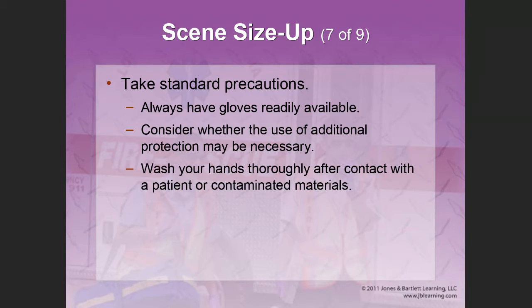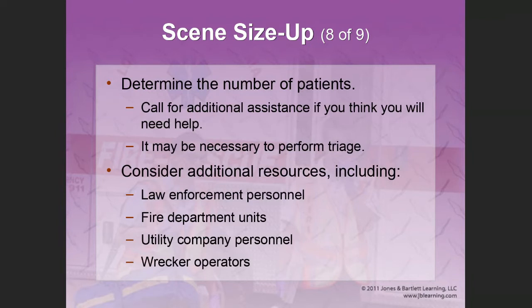So standard precautions, always have gloves readily available. Consider whether the use of additional protection may be necessary. Wash your hands thoroughly after contact with a patient or contaminated materials. All right, so 1, scene safe. 2, what is the mechanism of injury for trauma, what is the nature of illness for medical patients. We take standard precautions for ourselves and our crew members, and we determine the number of patients. So you need to determine how many patients are present.